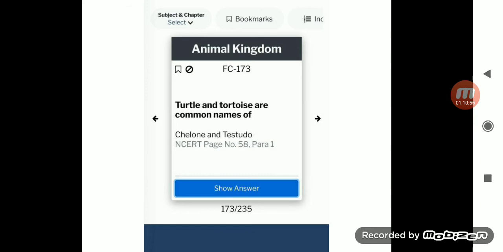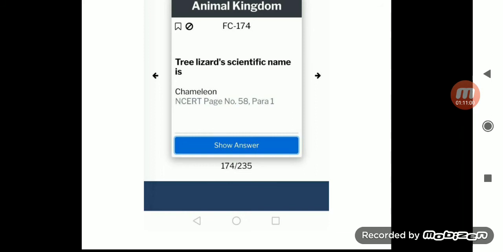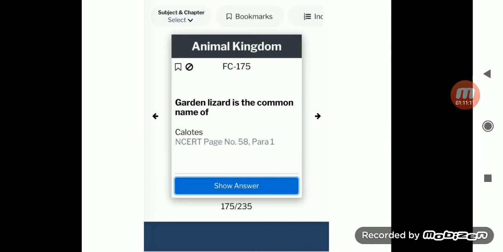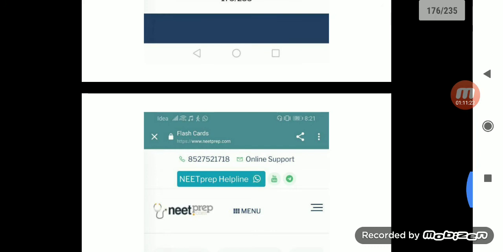Tree lizard scientific name is Chamaeleon. Now, garden lizard's common name is Calotes.